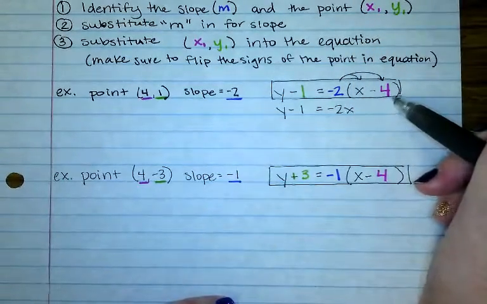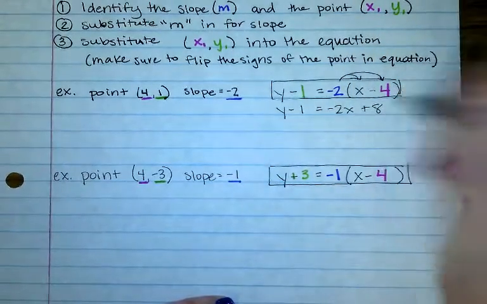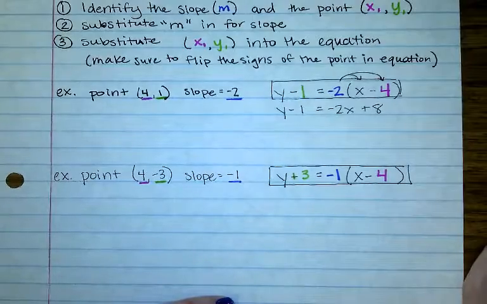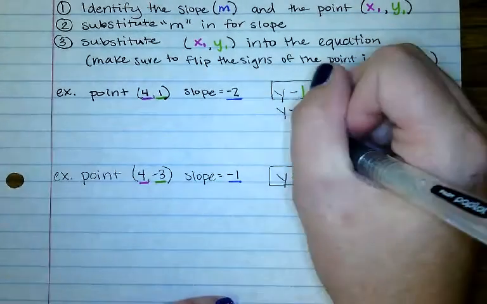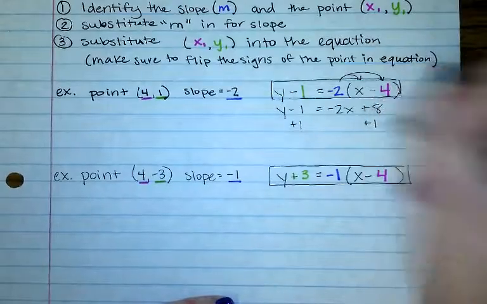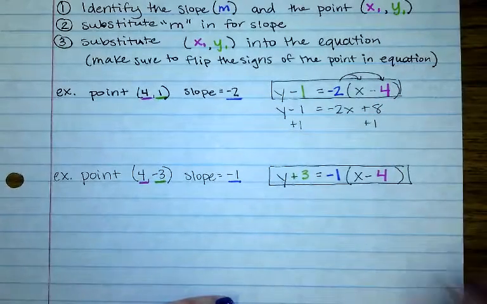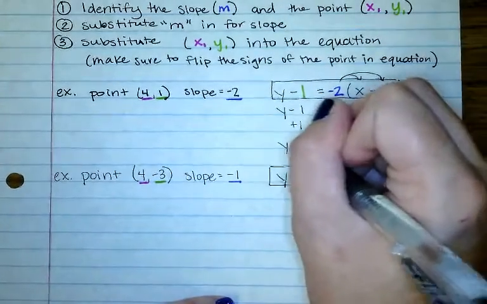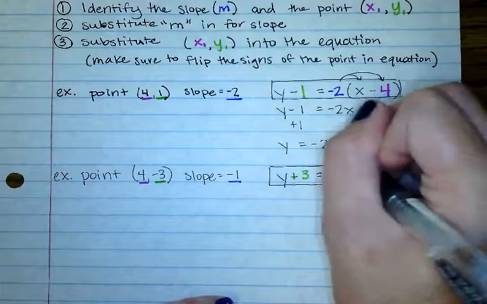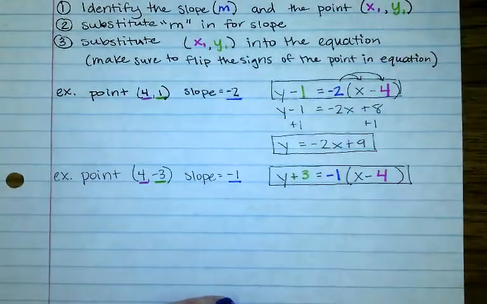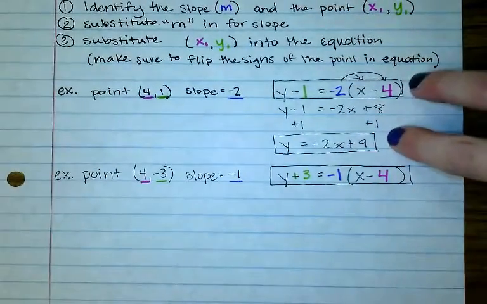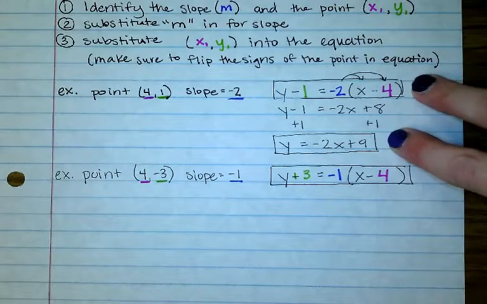And then we go here. What's our last step here? All we've got to do is add 1 to both sides, right? And we're left with y is equal to negative 2x plus 9. So guys, these two equations represent the exact same line. But this equation represents it with the point 4, 1.